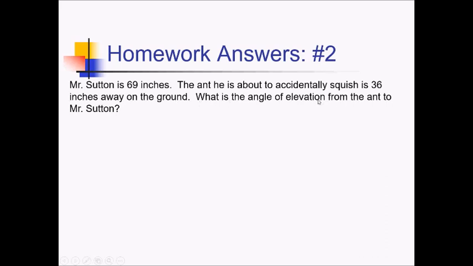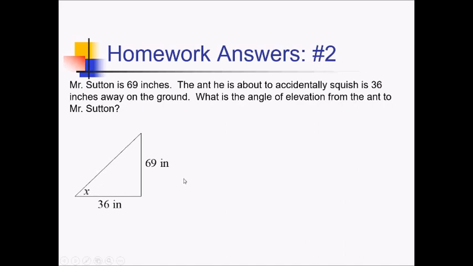What is the angle of elevation from the ant to Mr. Sutton? All right, so since we have an angle of elevation, that is a right side up triangle. And let's see here. Here's the ant. Here is me. Apparently this is the angle of elevation to my head, I would think, to the top of me. So we've got 69 inches that I am, so that's going to be this side of the triangle, 69 inches. And this ant is 36 inches away on the ground, so that's this side of the triangle down here, 36 inches down there. We want the angle of elevation. That's this angle between the horizontal and the hypotenuse.